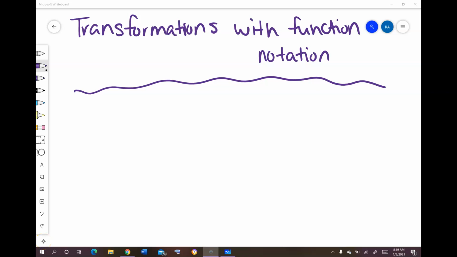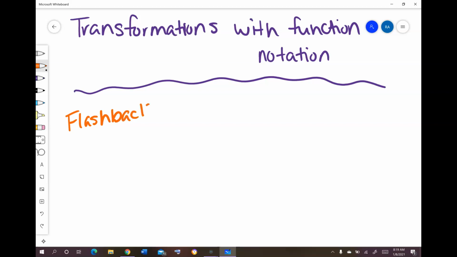All right, so yesterday we learned about function notation. Today we're going to do transformations with function notation, okay? So in Math 2, you learn transformations. You learn transformations with quadratics, okay? So we're going to do a quick little flashback, okay?